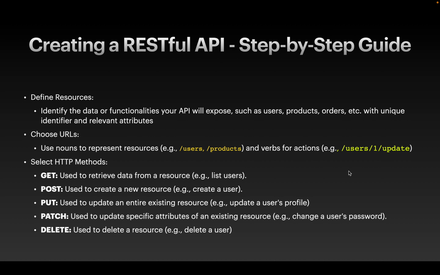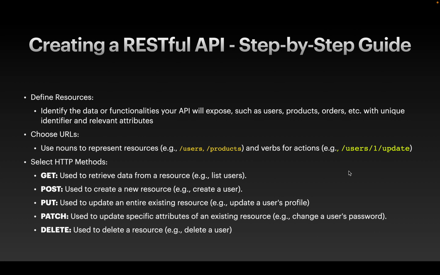And then you have to choose the URL. Once you identify the resources, those act as nouns. For example users, book, product can be your noun URLs. And then you will apply the verb on those URLs. So you can have a URL for update, you can have delete kind of actions on those URLs as well. And then the third step is you have to select the methods, what kind of operation you want to do on those resources.